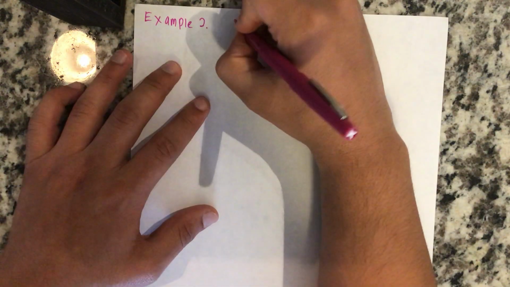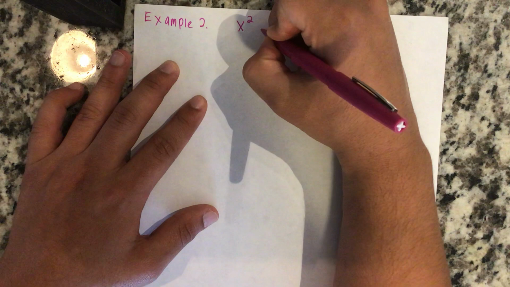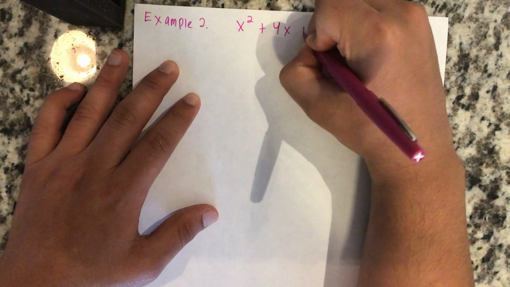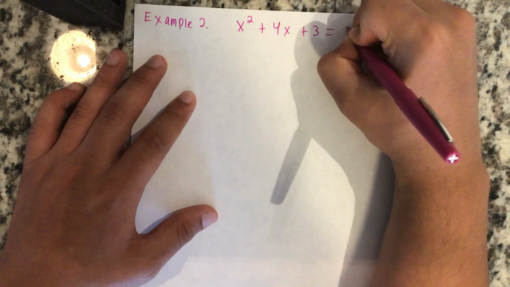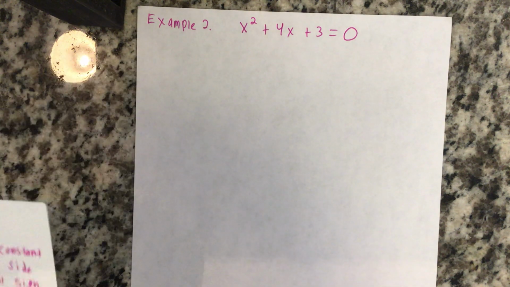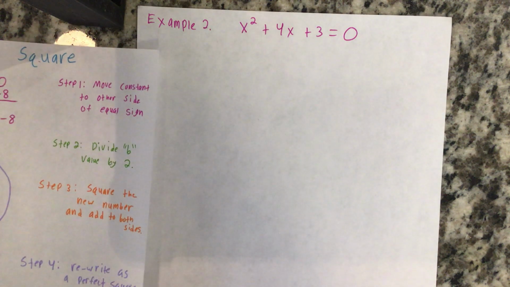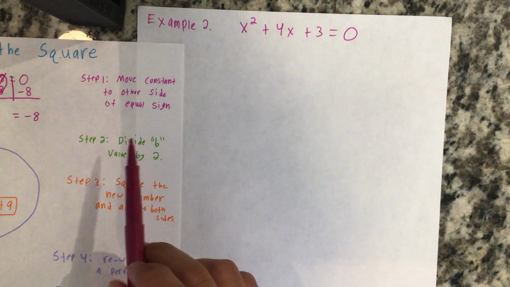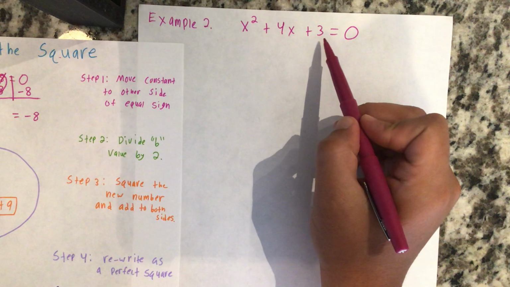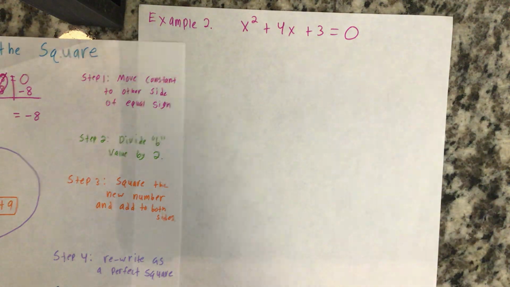Let's do x squared plus 4x plus 3 equals 0. Okay? So, let's follow the same steps that we did before. Step 1, move the constant to the other side of the equal sign. So here my constant is a positive 3. So I need to move that.